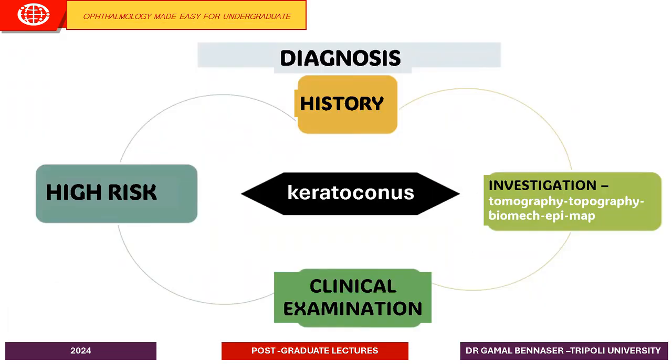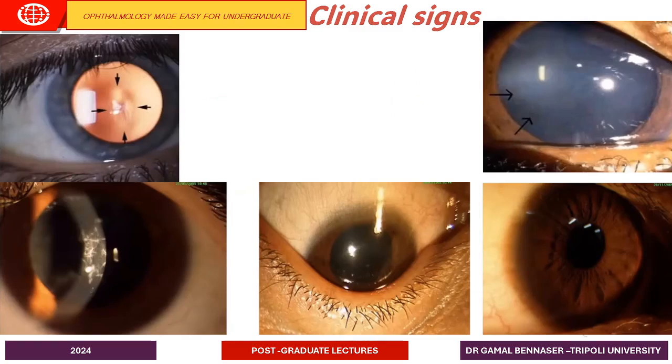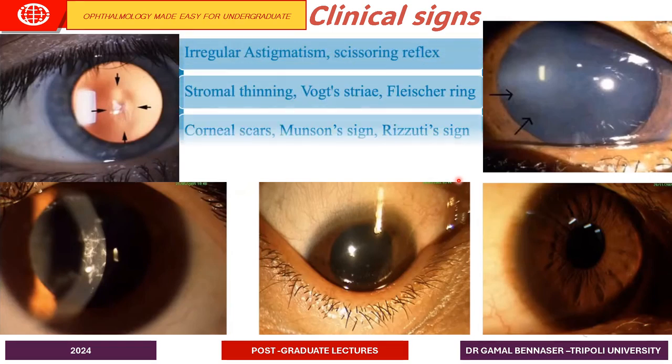Now we come to the next step after taking the detailed history and determining the high-risk group. We come to the important step, which is the detailed clinical examination of the patient. There are plenty of clinical signs and findings that we can see, but the main hallmark of keratoconus is the presence of irregular astigmatism, especially if the case is not in the early stages, and the presence of what's known as the scissor reflex during retinoscopy, and also what's known as the oil droplet sign on the red reflex.